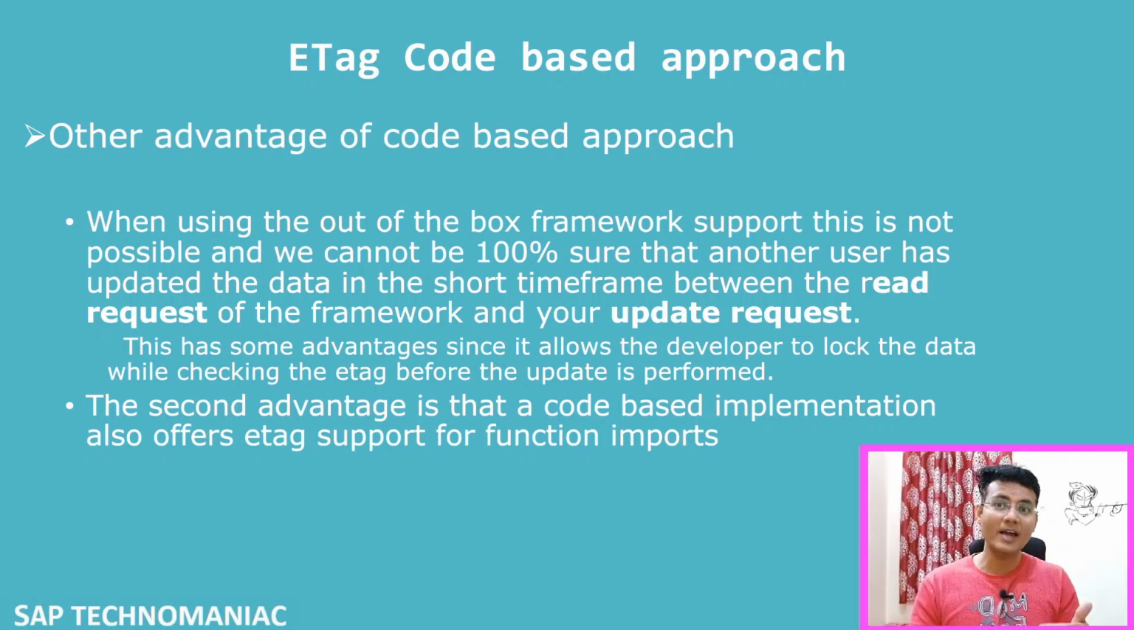So when we update the data in the update method, that time we will lock the table, then update and then unlock the data. But if we read, and before the lock and read somebody changes the data, we can't do anything. So to avoid this kind of scenario, if in your scenario it is possible, then you have to do this code-based approach.